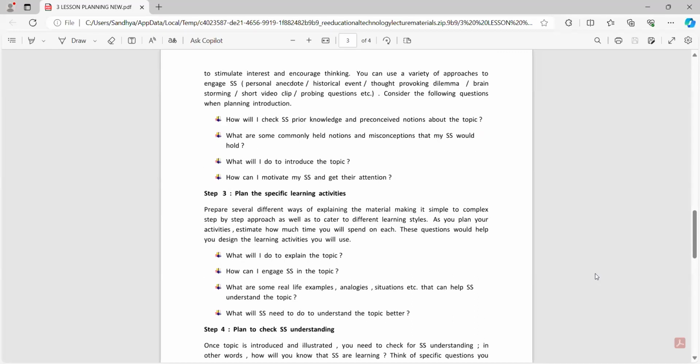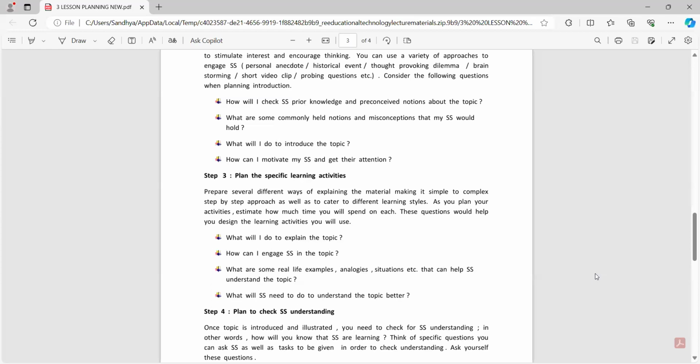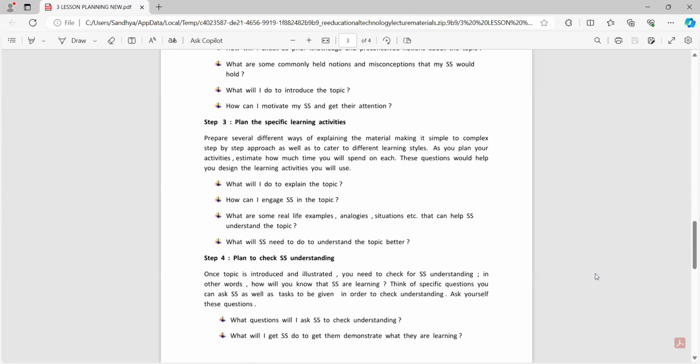What will I do to explain the topic? What will I get the students to do to be engaged in the work? What examples? What real life examples? What comparisons, analogies, situations, techniques I'm going to use? Right? And then plan to check students' understanding, whether they have learned it or not, whether they are learning it or not, how you're going to actually see. So you can ask questions, you can give them a small activity like that.